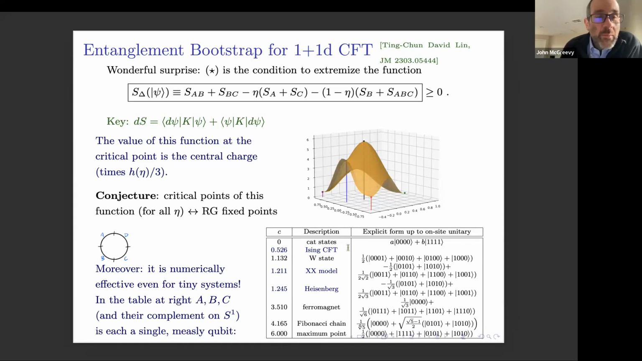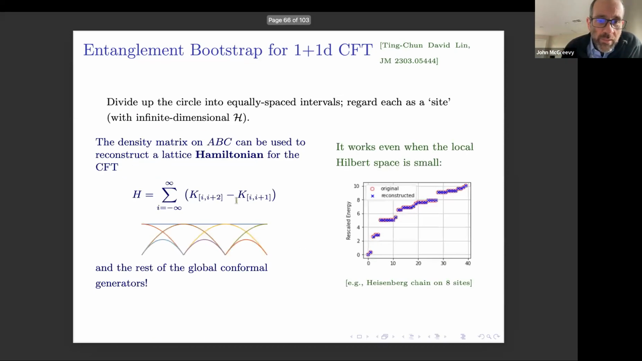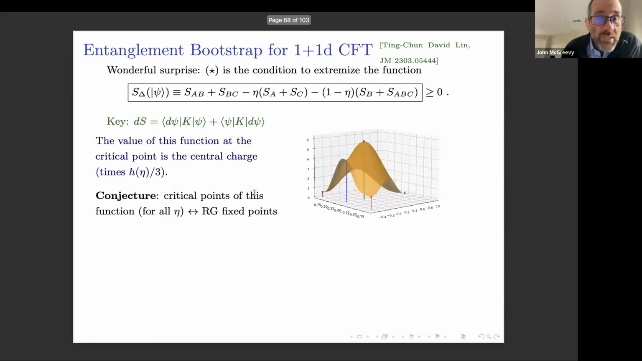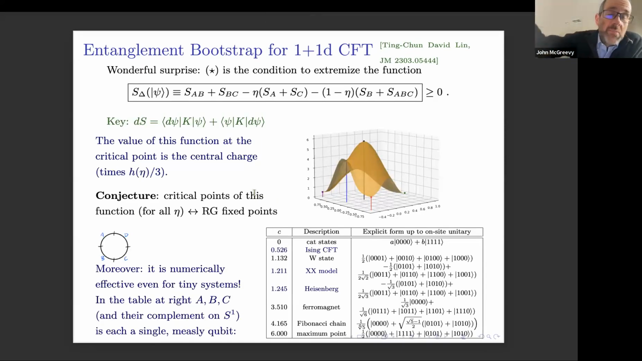The second thing we can do is, given the state that extremizes this function, we can reconstruct the Hamiltonian using this K2 minus K1 formula. We can make a Hamiltonian whose ground state it is, and we can study the rest of its spectrum. As I said, it's normalized so that the eigenvalues of this reconstructed Hamiltonian tell us the dimensions of the operators. Indeed, the spectrum of this state agrees with that of the Ising Hamiltonian on 4 sites.